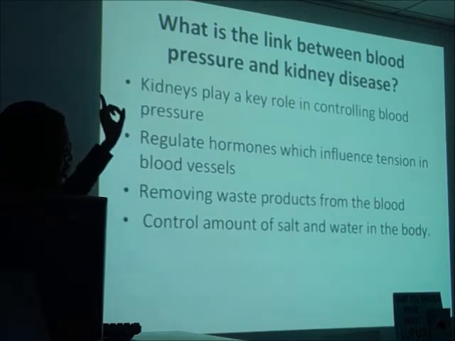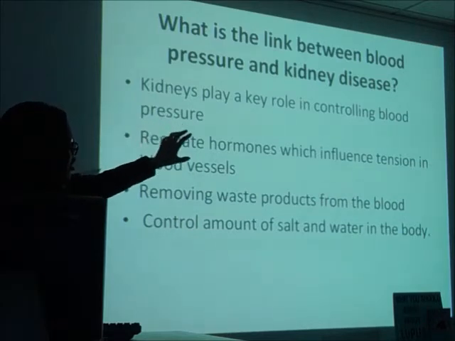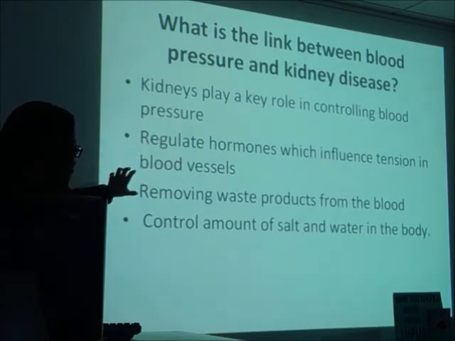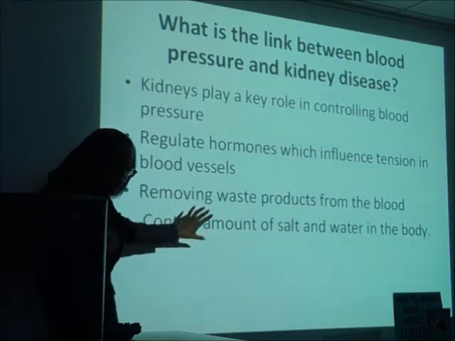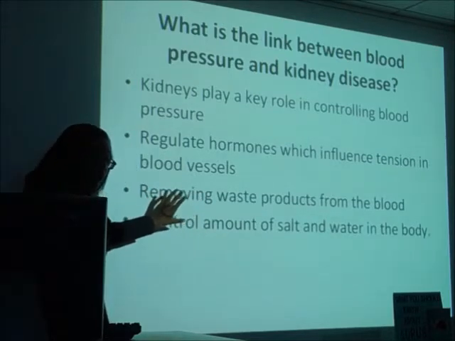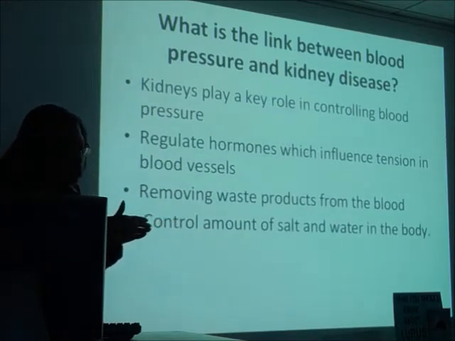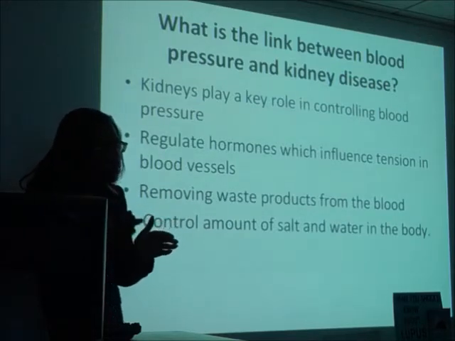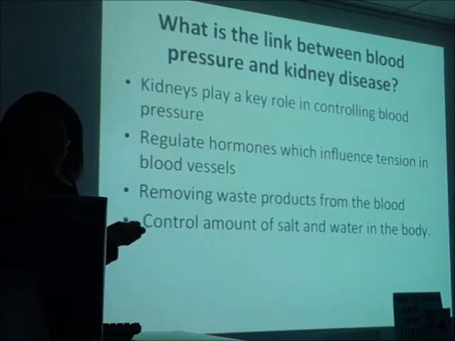I talked earlier in that pictorial slide about the link between blood pressure and kidney disease. It's mainly because of the hormones, because of the regulation of the salt and the water, and also because of those hormonal changes, the tension in the blood vessels changes. So the heart has to work harder to push the blood through. So the blood pressure goes up.